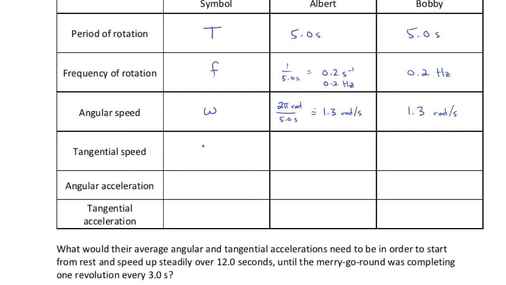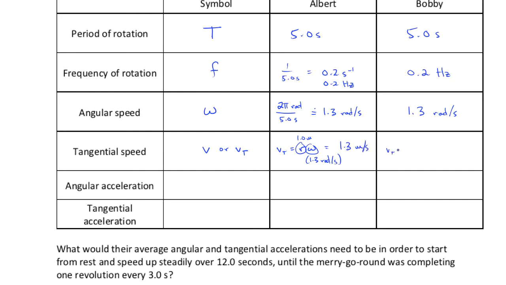That's not true of their tangential speed, which we could call v, or we might call v sub t. Remember that their tangential speed is equal to the radius times their angular speed. And the radius is different for each child. For Albert, this is equal to 1.0 meters. So we take 1.0 meters, we multiply it by 1.3 radians per second, and the radians is not really a unit, so we end up with meters per second. We get 1.3 meters per second.